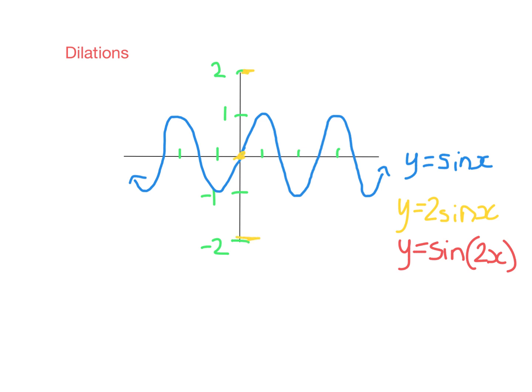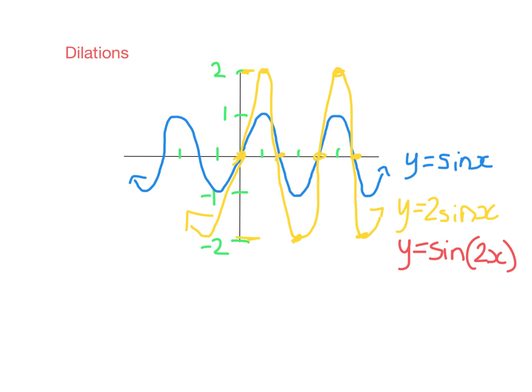So every time the graph is 0, it's going to stay 0 under this transformation. But when the graph hit its peak at 1, it's now going to be up here at 2. And when it hit its trough at -1, it's going to be down here at -2. So it's going to look like this. Notwithstanding my poor drawing, hopefully you can see that the blue graph is just stretched vertically to get the yellow graph. So what about y equals sine 2x?